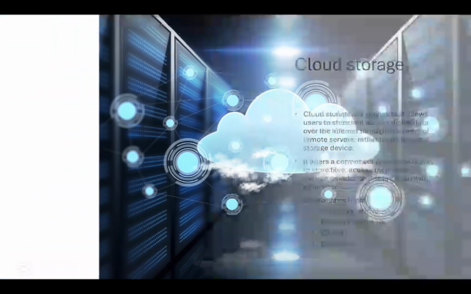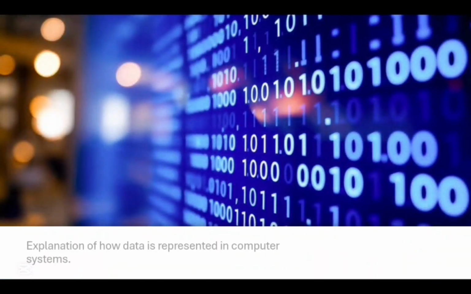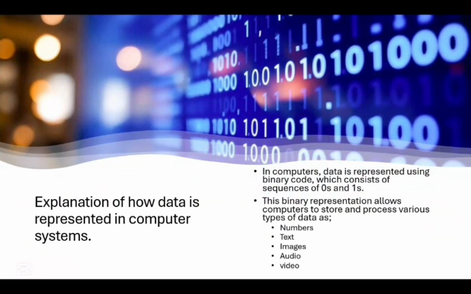Explanation of how data is represented in computer systems. In this next section, we will explain how data is represented in computer systems. Binary code image. In computers, all data is represented using binary code, which is made up of sequences of zeros and ones. This binary system allows computers to store and process all types of data, including numbers, text, images, audio, and video.